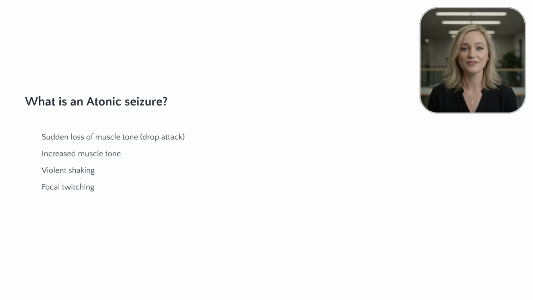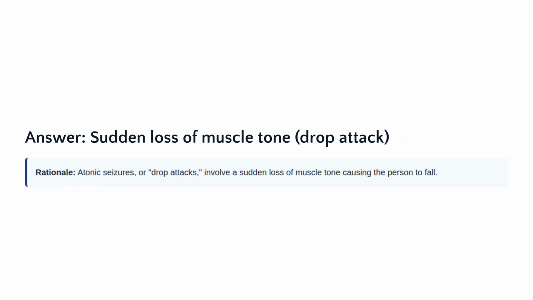What is an atonic seizure? An atonic seizure is a sudden loss of muscle tone, commonly referred to as a drop attack.